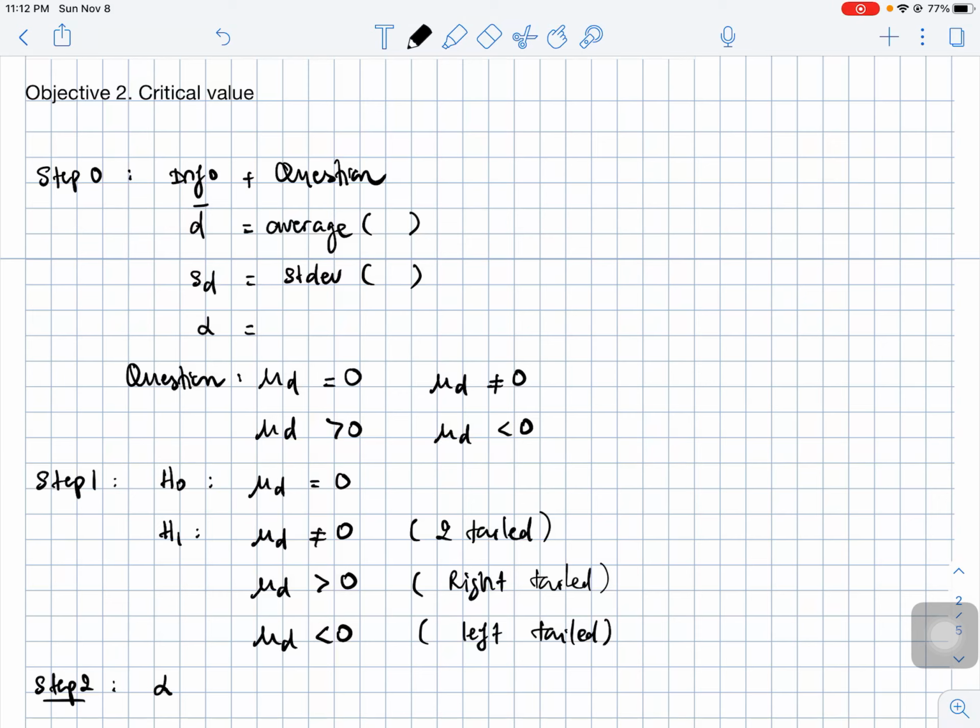Objective number 2, critical value. Step 0. In step 0, we need to write down the information and the question.